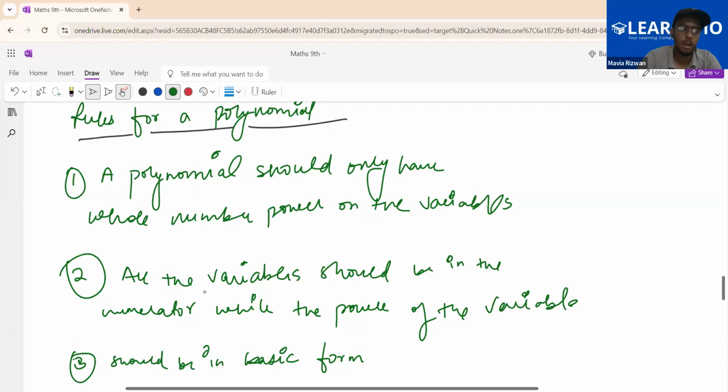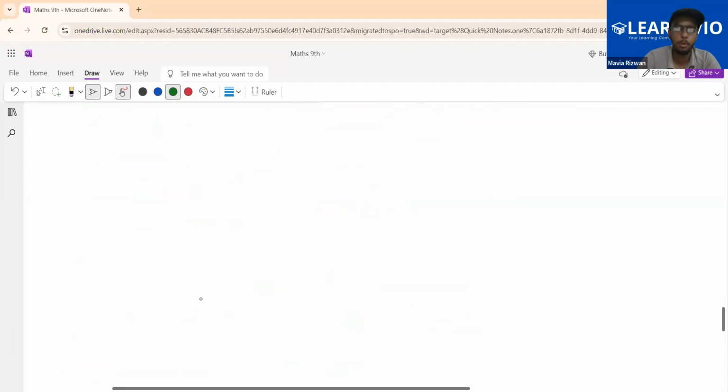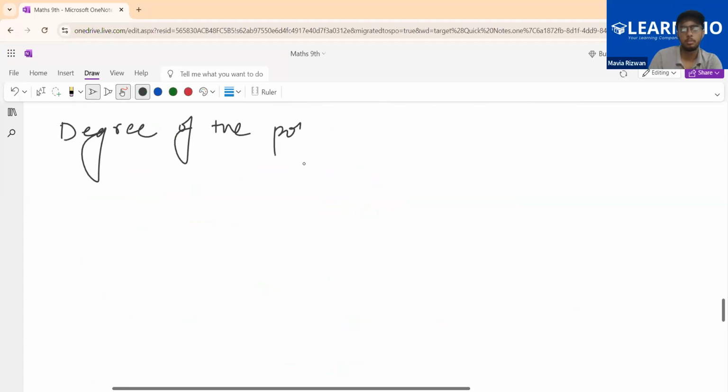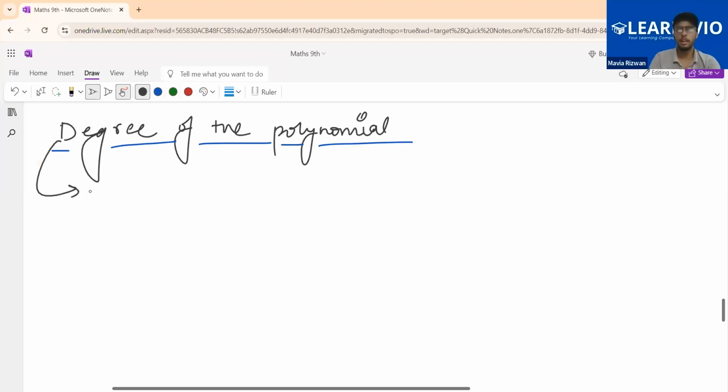Okay, so now we move on to the degree of the polynomial. So what is the degree of the polynomial actually? Any guesses, Bashir? The highest power on the variable. Yes, highest power on the variable. Degree of the polynomial, it is the highest power of the variable.